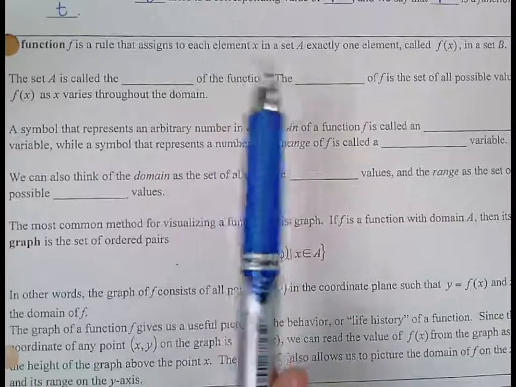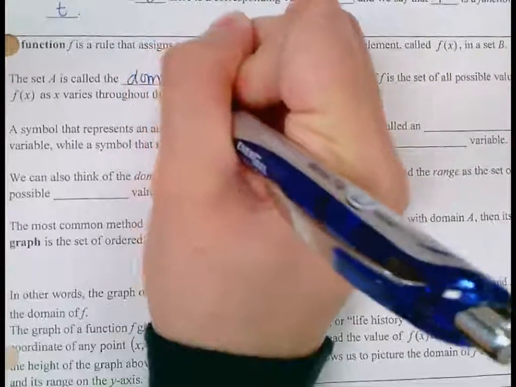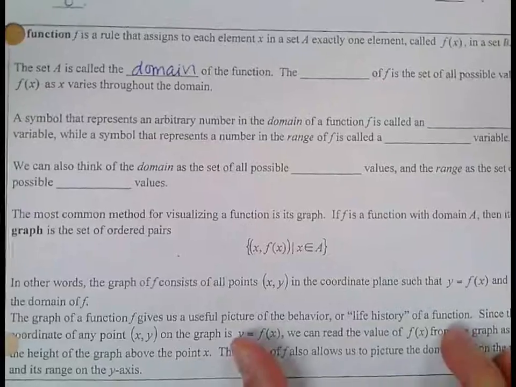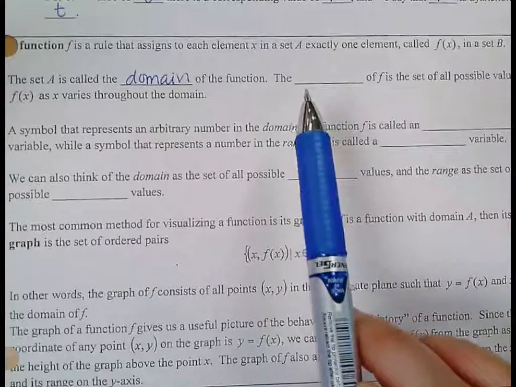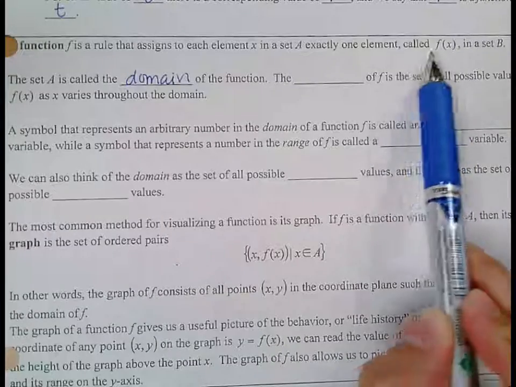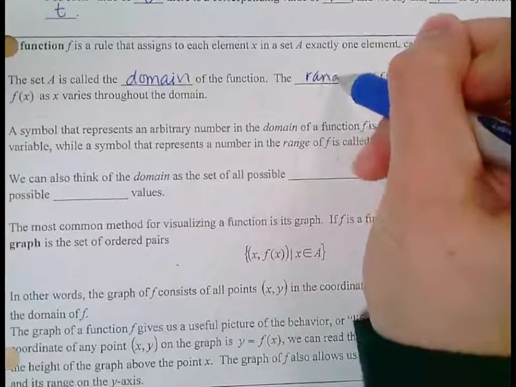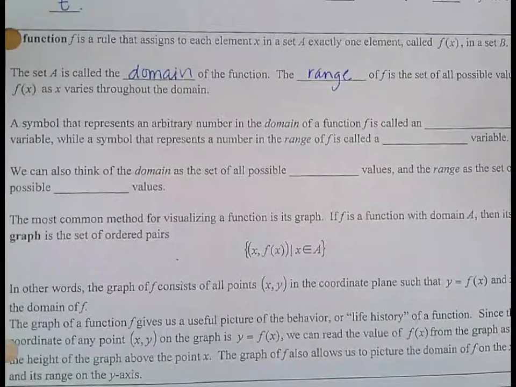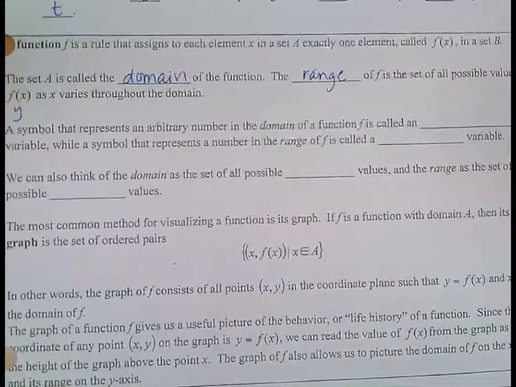Assigning each element x in a set A, the set A is called the domain of the function. The domain includes all of the x values, which is why x is an element of A. And then we have f of x, an element in a set B, and that would be the range of f, the set of all possible values of f of x. We know f of x represents the y value as x varies throughout the domain.